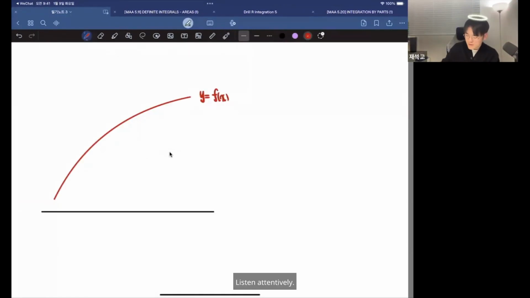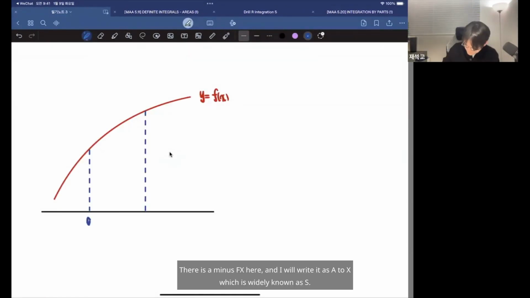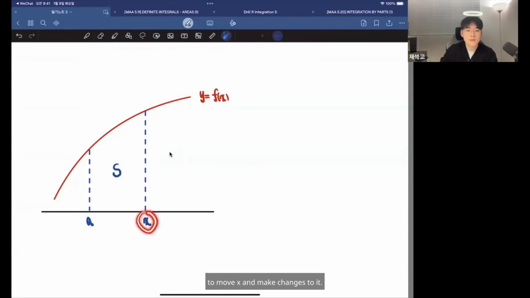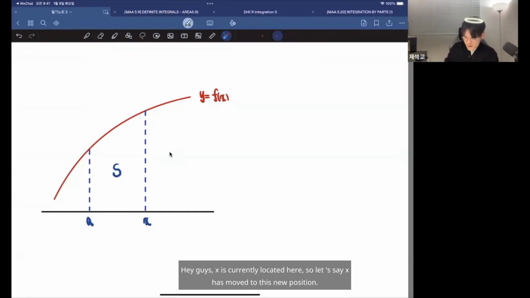Listen attentively. There is a function f(x) here, and I will write the integral from a to x, which is widely known as S. From point a to point x, take a look at the large area, which we'll call S. Pay attention here, as I'm going to move x and make changes to it. Consider that x has increased in value. x is currently located here, so let's say x has moved to this new position.